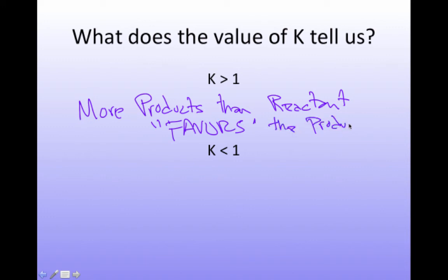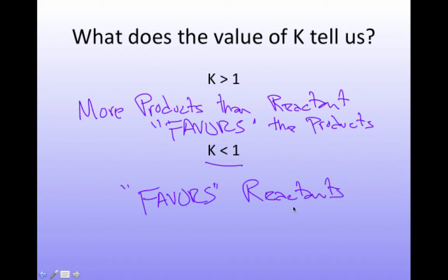Does it mean it's 100% products? No, but it's mostly products. Conversely, K less than 1, that's going to be a reaction that favors the reactants. And so we've written it down as if it's reactants goes to products, but it turns out that it only goes to a little tiny bit of products. And so such a reaction would favor the reactants.